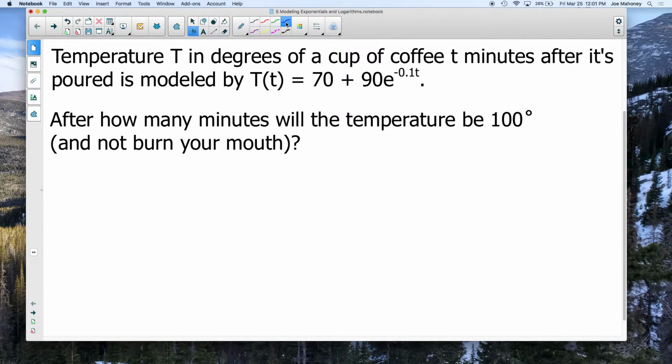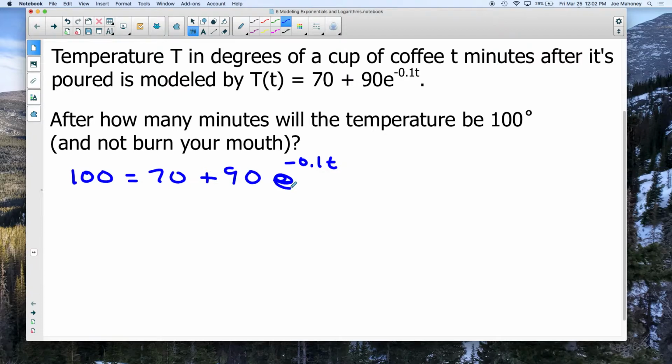If we want to solve it algebraically, though, what we're going to be talking about doing here is we're going to say, well, since the temperature is 100, that's our output. So if the temperature is 100, when does the t value give us that output? So we're solving this equation. So we're just going to balance that equation.